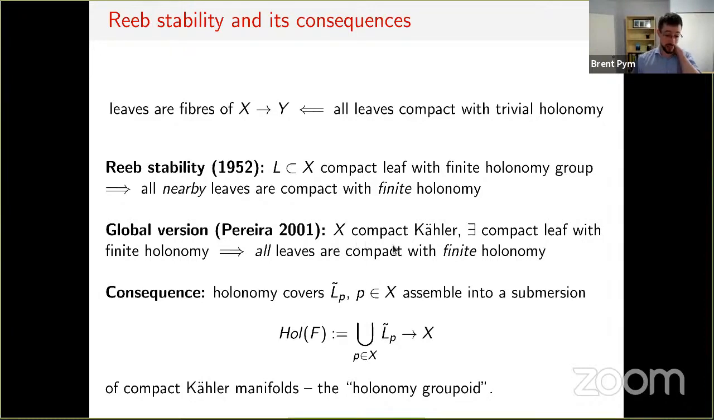So when that happens, it means that the holonomy covers of all the different leaves assemble into a submersion. At each point in X, I take the corresponding holonomy cover, and I assemble those into the fibers of a fibration over X. This is a fibration by compact Kähler manifolds, which has a name. It's called the holonomy groupoid.